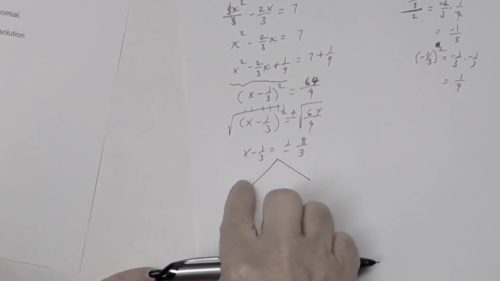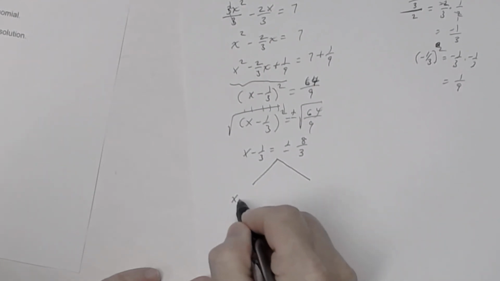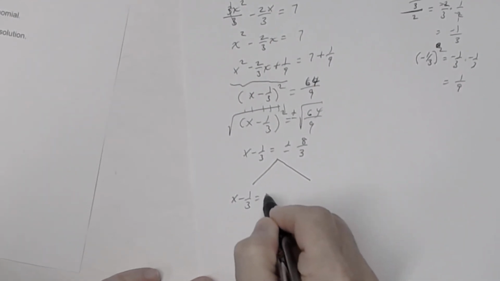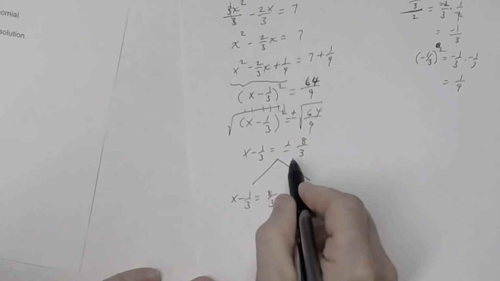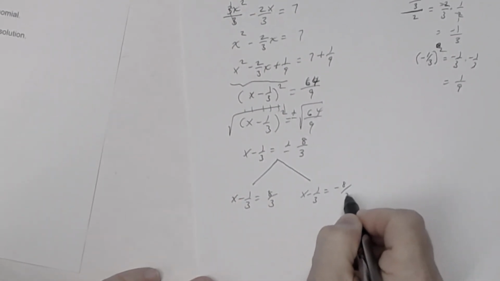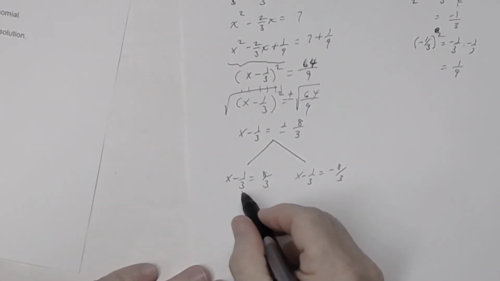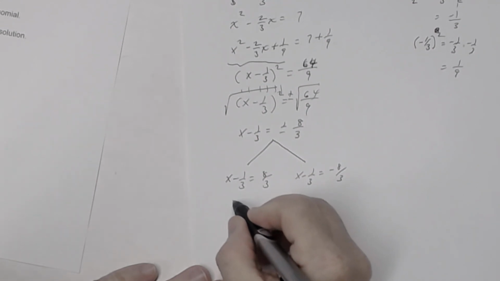So at that point, you're going to split it up into two equations. This says x minus 1/3 equals a positive 8/3, and then x minus 1/3 equals a negative 8/3. And then you just solve for x. This is not that bad because the denominators are the same, so it should be easy for us.